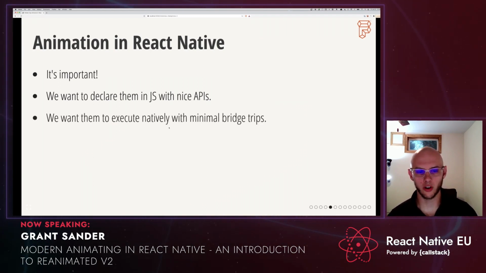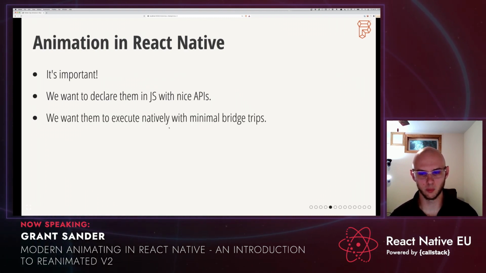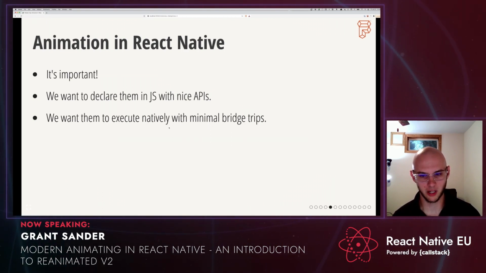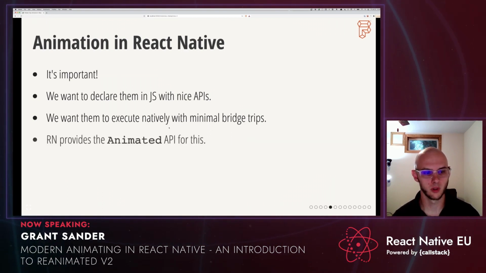And we also want our animations to execute natively with minimal bridge trips. We want our animations to be buttery smooth, as I like to call it, but they need to be performant. We want our animations to be at least 60 frames per second. We don't want a bunch of UI lag with our animations. So this means we want these things to execute natively, and we don't want to make too many bridge trips because that might slow our animations down.